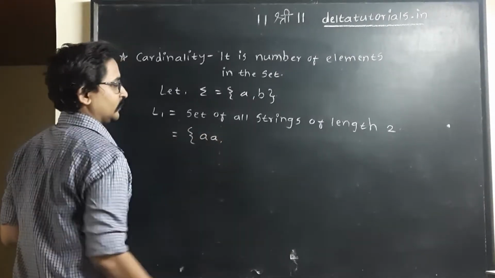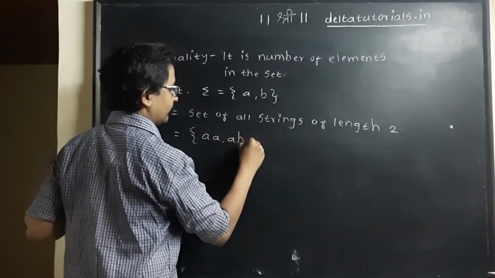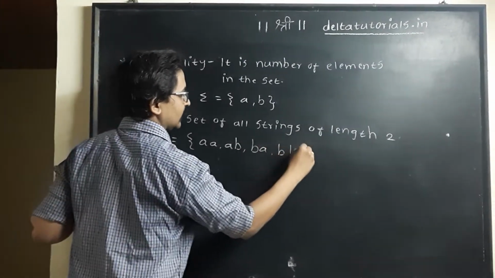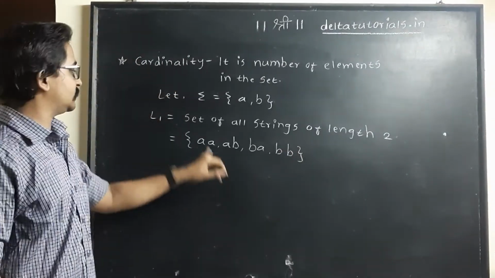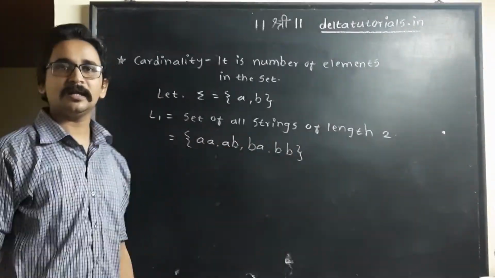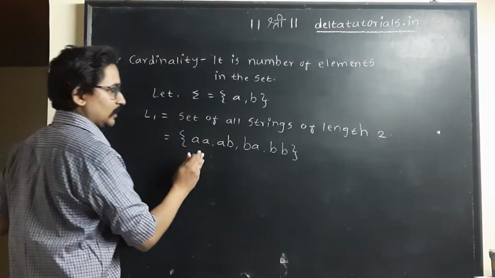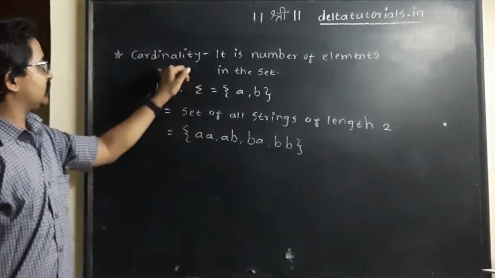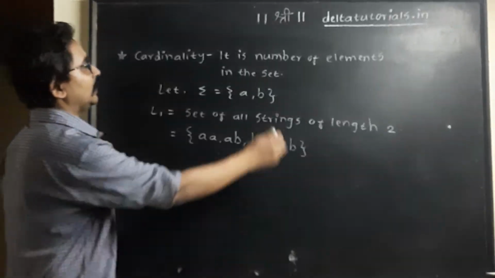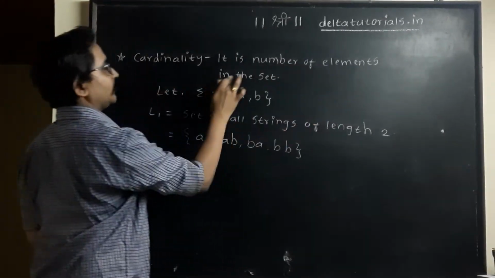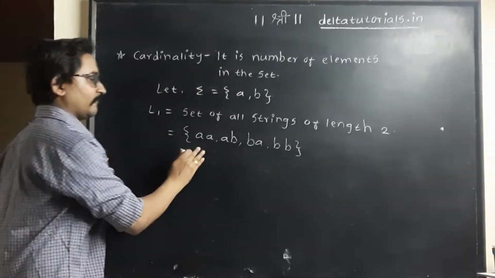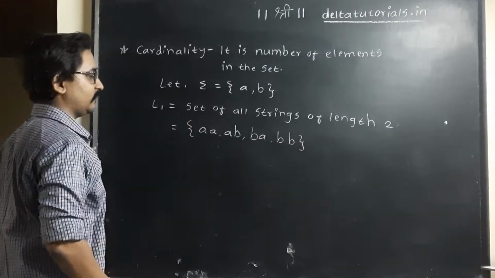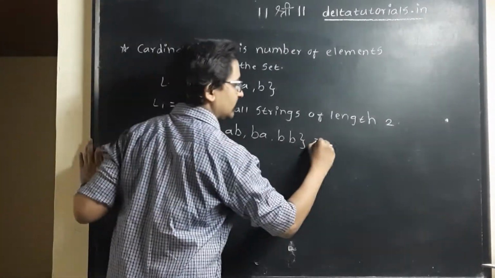AA, then AB, then BA and BB. These are the four possible outcomes as per this condition of the language. As we can see here, the number of elements present in this particular set is 4. And as per the definition of cardinality, it is nothing but the number of elements present in the set. So here 4 elements are present. So the cardinality of this specific L1 language is nothing but 4.